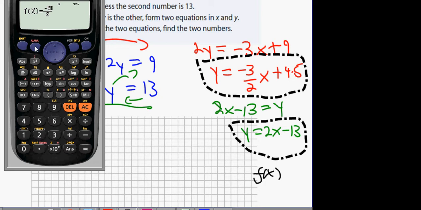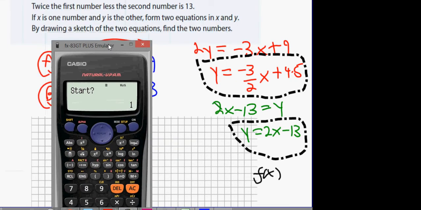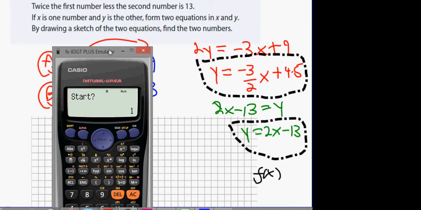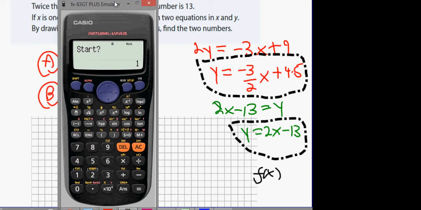Minus 3 over 2x plus 4.5, and start at 0. Why do I know they have to be... I actually don't know if they start at 0 or not, because they're 2 numbers, they can be positive or negative. But what I do know is I only need 2 points on each line and I'm going to draw the line out.